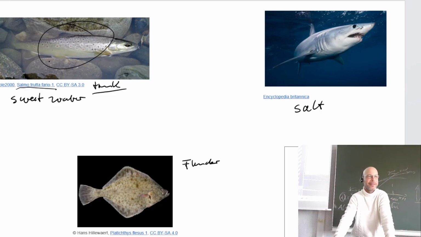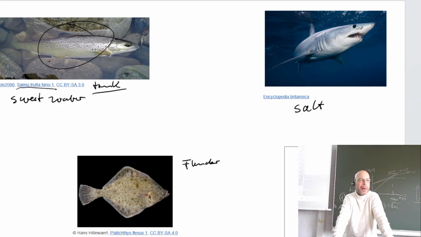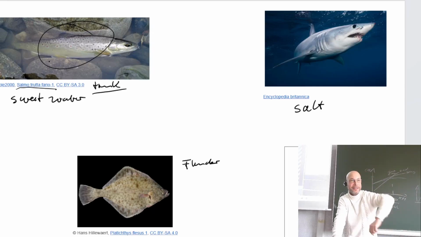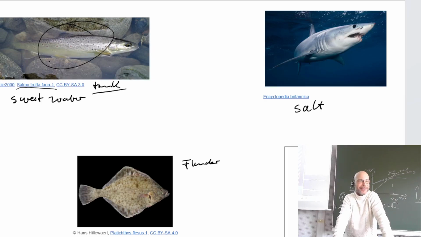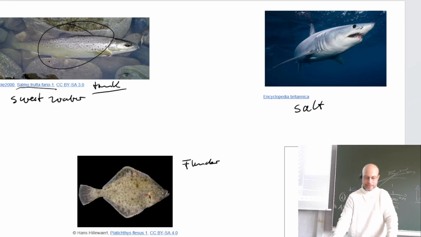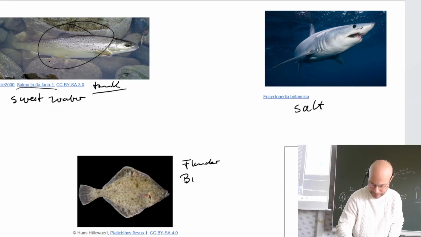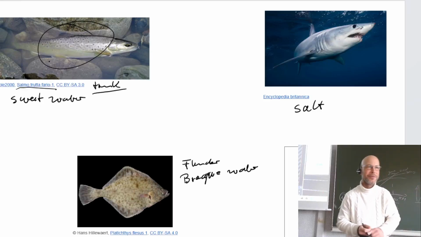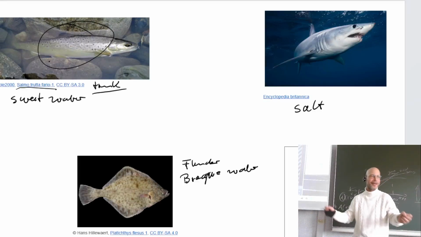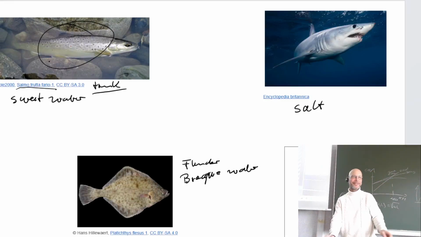And where does a flounder live? Yes, it can live in both, and it is living just here outside, in the Watt. So this is then brackish water, just dirty water where the sweet water comes into the oceans.